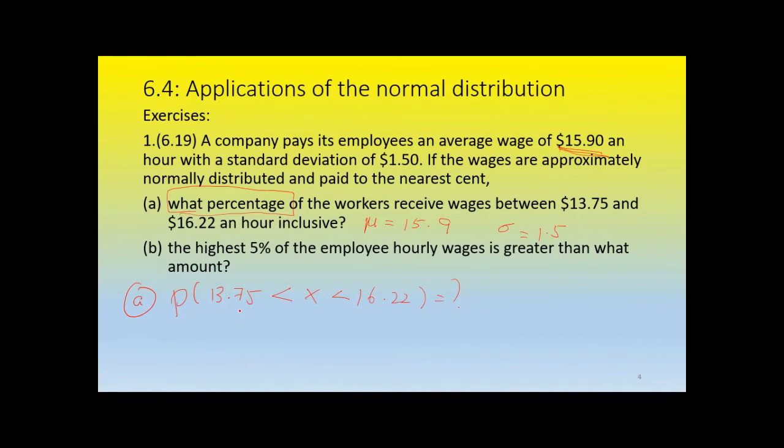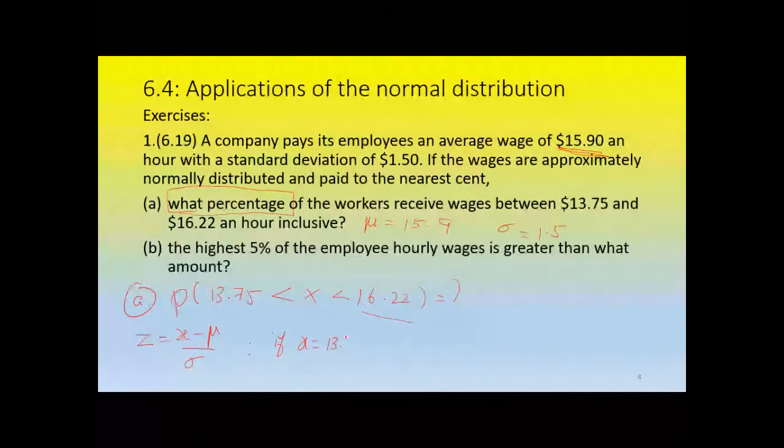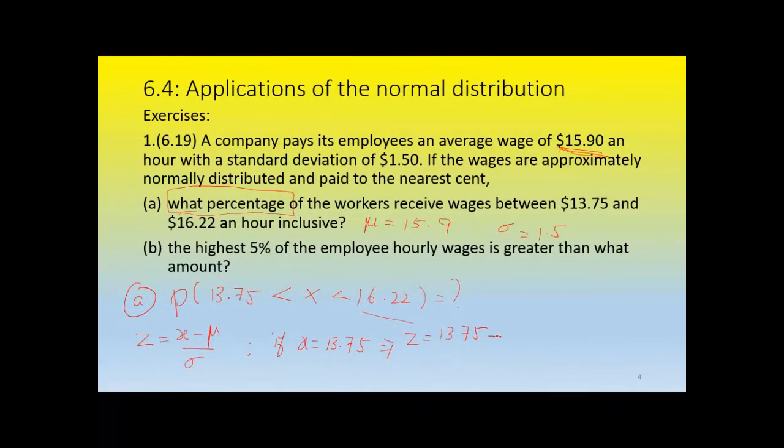Now, for X equal to 13.75, and of course for 16.22, we need to find the Z values. What is the formula that connects Z and X? Z is equal to X minus mu over sigma. So if X is 13.75, Z is equal to 13.75 minus mu, which is 15.9, over 1.5. Use your calculator. You will end up with negative 1.433. We want only two digits, negative 1.43. That is our Z1.